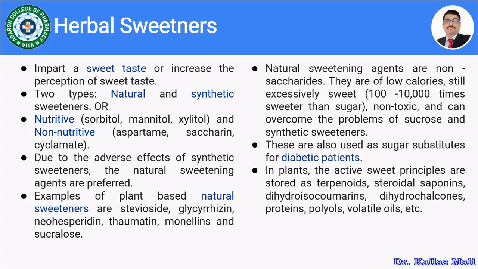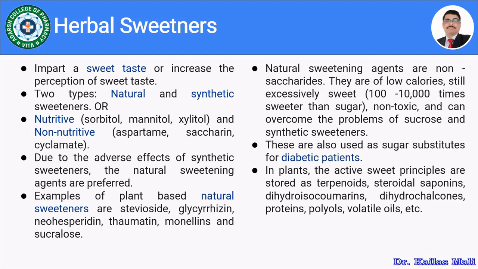And that's why natural sweeteners are preferred while designing and developing certain pharmaceutical dosage forms. Examples of plant-based natural sweeteners are stevioside, glycyrrhizin, neohesperidine, thaumatin, monellin, and sucralose. These are a few of the herbal sweeteners which are used in formulation.